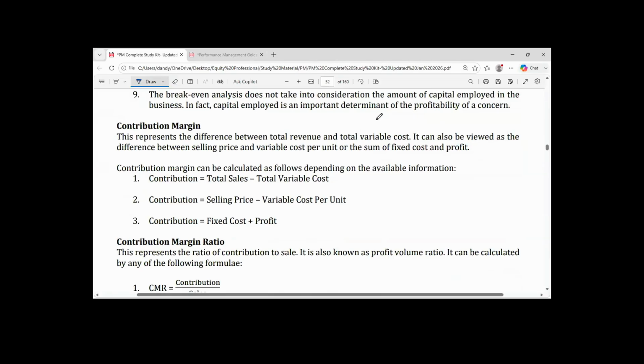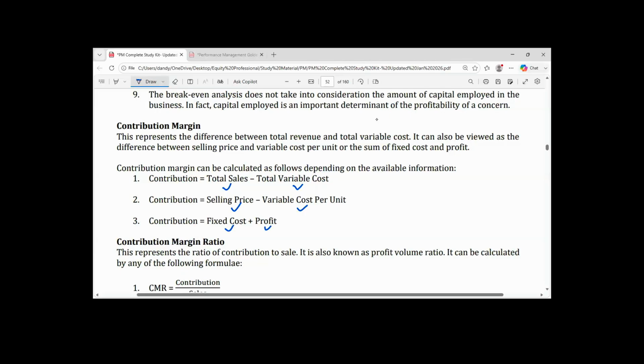Contribution is total sales minus total variable cost. Contribution can also be computed as selling price minus variable cost per unit. We can also calculate contribution as fixed cost plus profit. So depending on the information available, however the scenario is painted, you should be able to determine your contribution margin based on the information available. So that is contribution margin.